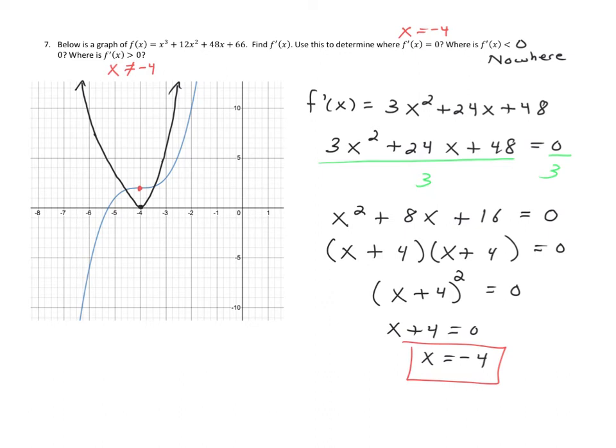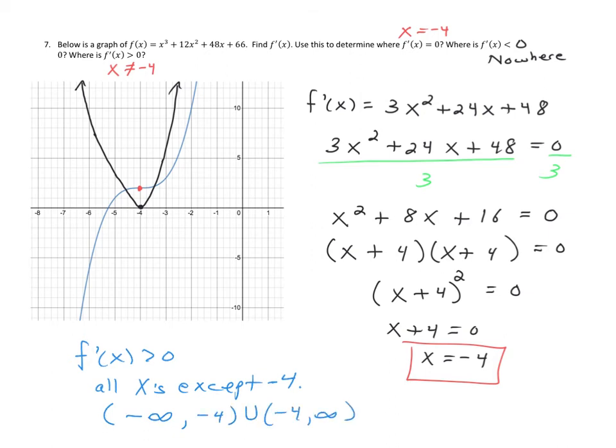And every place where the derivative is positive, so, where is the derivative greater than 0, it's all x's except -4. As an interval, you could write it like this, from -infinity to -4, and then union -4 to infinity.